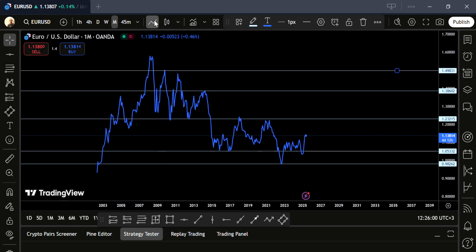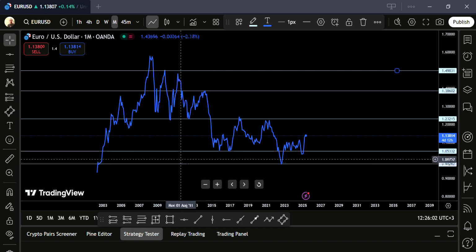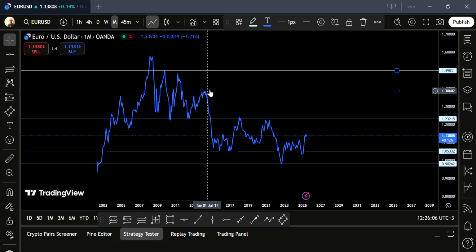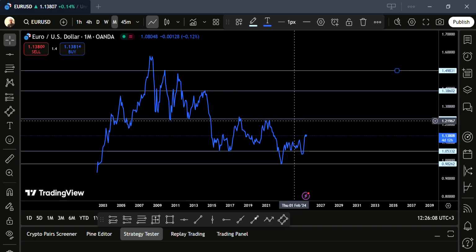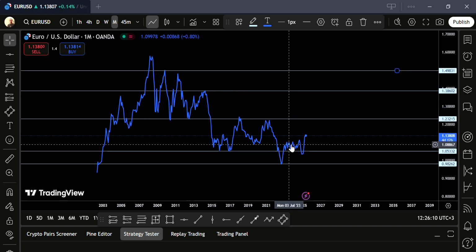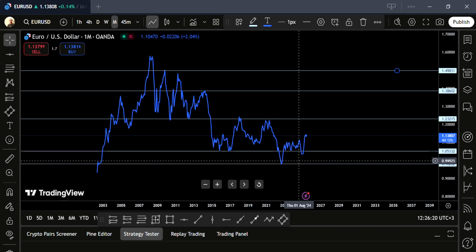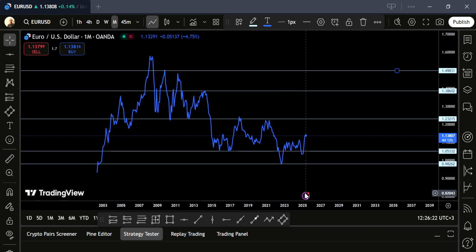Okay, now, so we have how many lines on the screen? We have 1, 2, 3, 4, 5 lines on the screen as our support and resistances. Why do I call all of them support and resistance? Because this support can act as resistance. If price breaks down, it acts as resistance. I'll give you an example here.